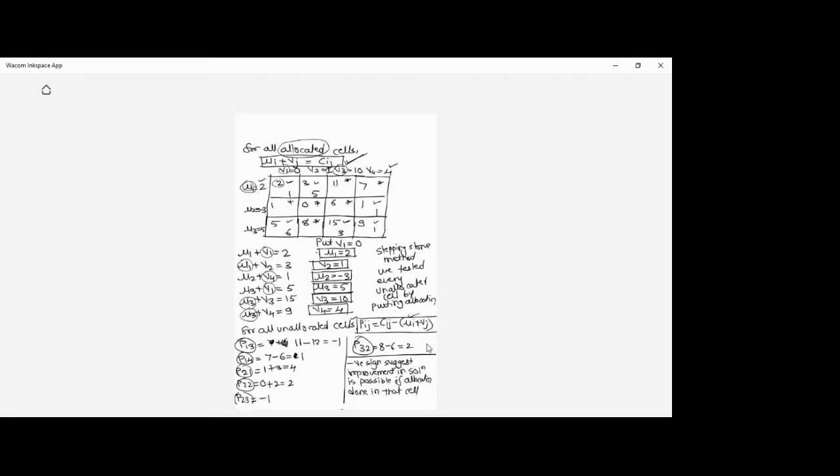So a cell which is having the highest number with a negative sign, we are going to allocate there. But unfortunately, what has happened here? We have got a tie. We have got -1 here and -1 here.